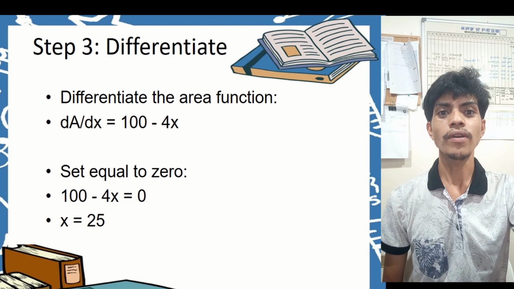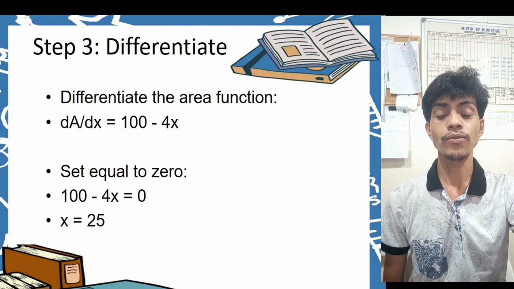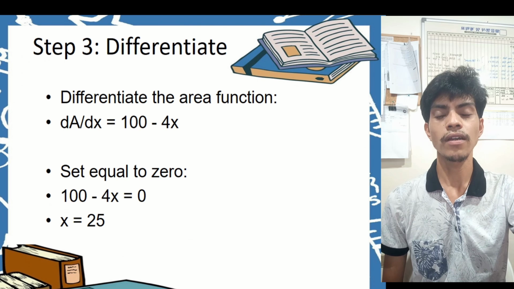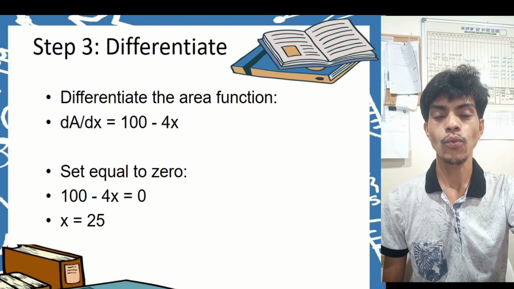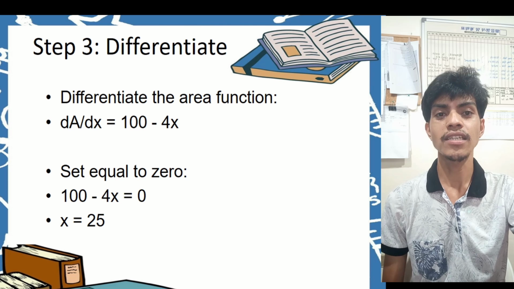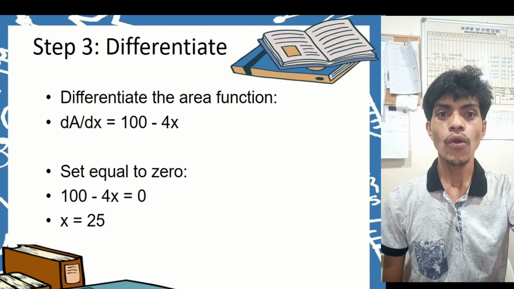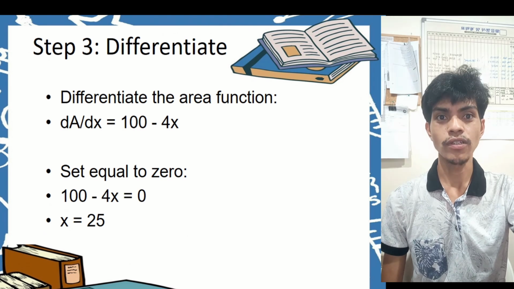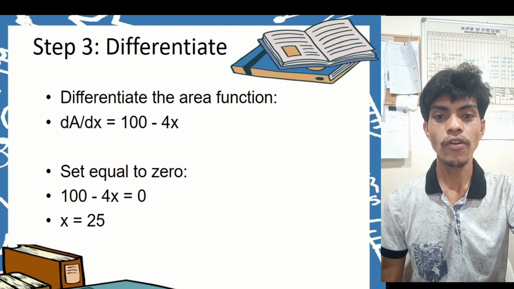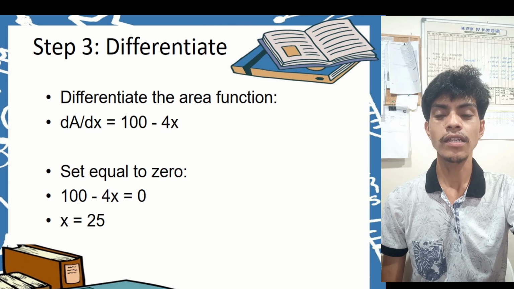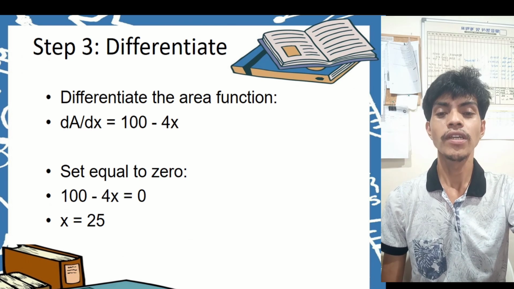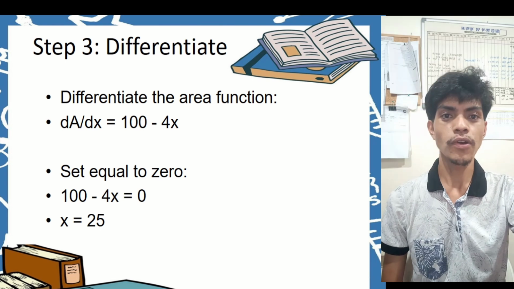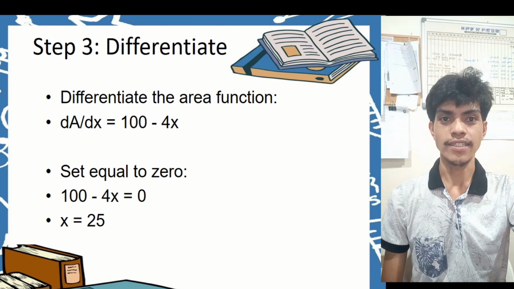So now we set the derivative equal to 0. Setting the derivative equal to 0 gives 100 minus 4x equals 0. So 4x equals 100. The result is x equals 25, because 4x divided by 4 and 100 divided by 4 is 25. So we cancel out the 4 in the 4x.